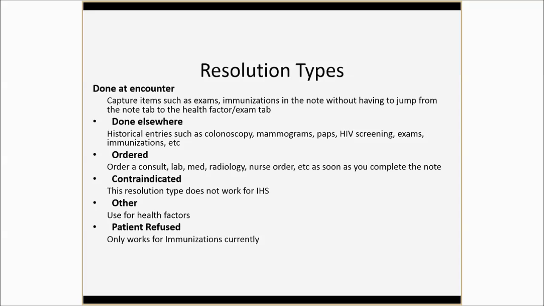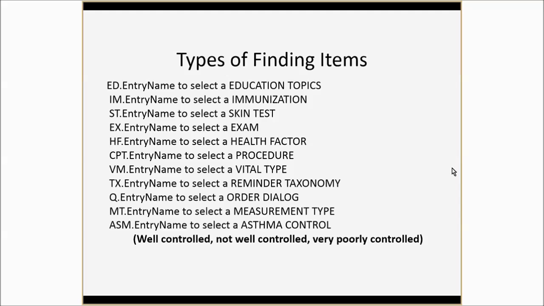Let's go over the resolution types. You have the done and encounter. This resolution type captures items such as exam, immunization in a note without having to jump to the note tab or the health factor or exam tab. Done elsewhere, these are historical entries such as colonoscopy, mammograms, PAP. Order: you can order a consult, a lab, a medication, a nursing order as soon as you complete the note. Contraindicated, this resolution type does not work for IHS. Other, you're going to use that for health factors, and patient refusals only works for immunization.